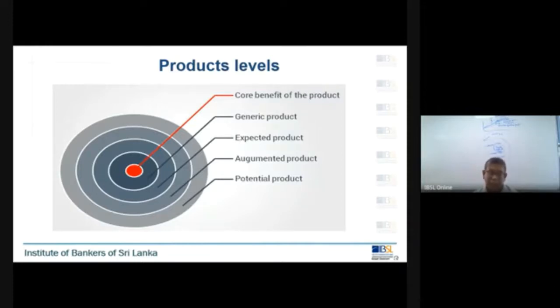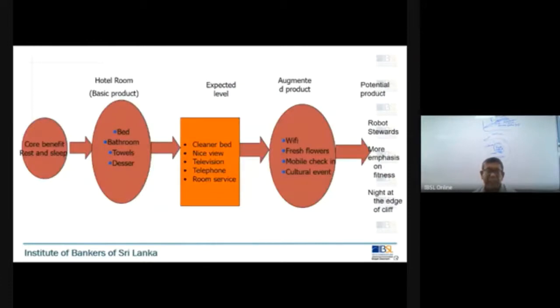Please draw this one. I will explain this. Some talk about 4 levels, 5 levels, like that. 4 levels: you can say core benefits, expected product, augmented, and potential. Different textbooks will talk about product levels. Right. Now I try to explain to you what these product levels are. Take this example.